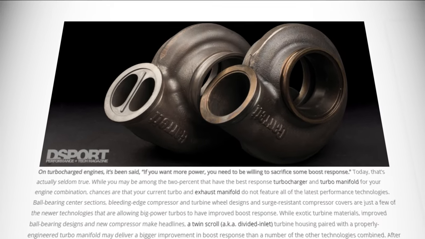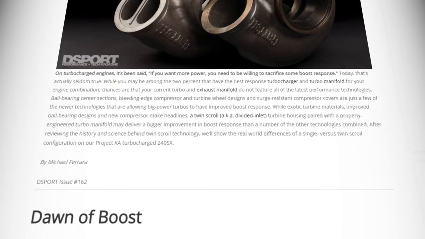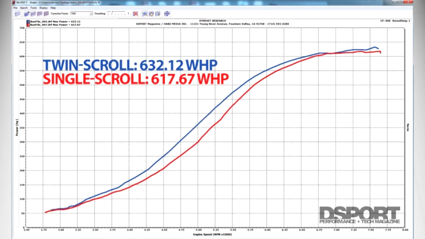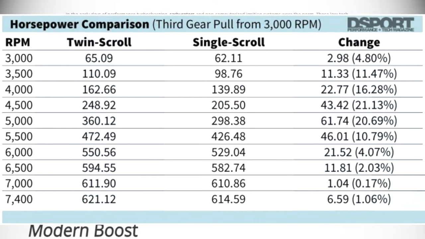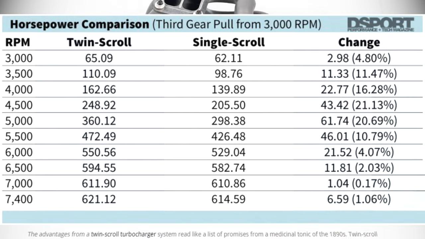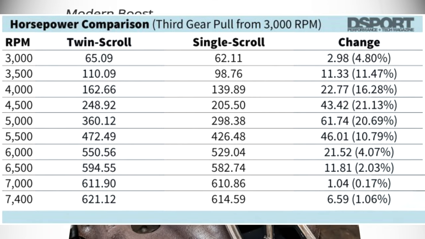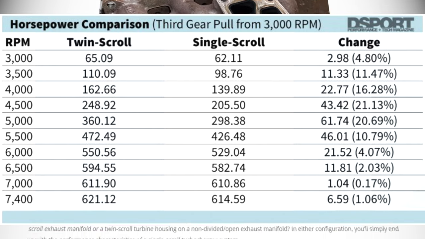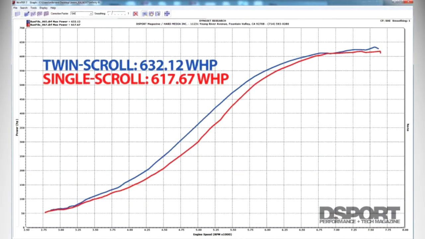Here's an experiment done by DSPORT magazine, where a single scroll setup is compared to a twin scroll setup. As shown in this graph, the twin scroll turbo shown by the blue line has a massive advantage at the mid-range. As the table shows, its peak difference was at 5000 RPM, where it actually made 61 more horsepower. Despite the aforementioned disadvantage of a smaller flow passage on twin scroll turbos, the twin scroll turbo setup actually made 15 more peak horsepower. However, the more important part is how much power it made at the mid-range, or in other words, how much turbo lag the twin scroll turbo eliminated.